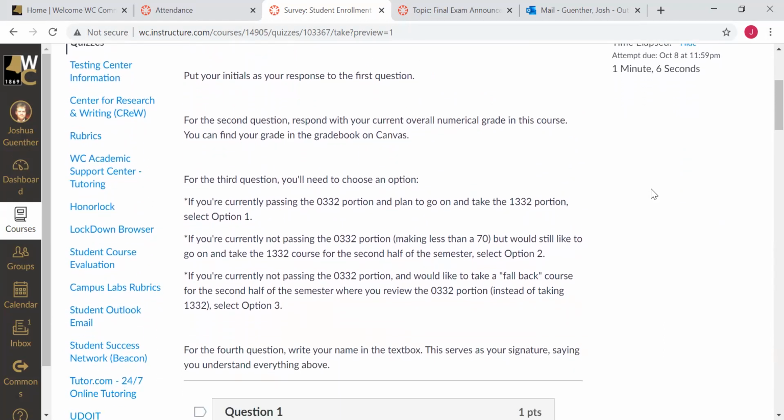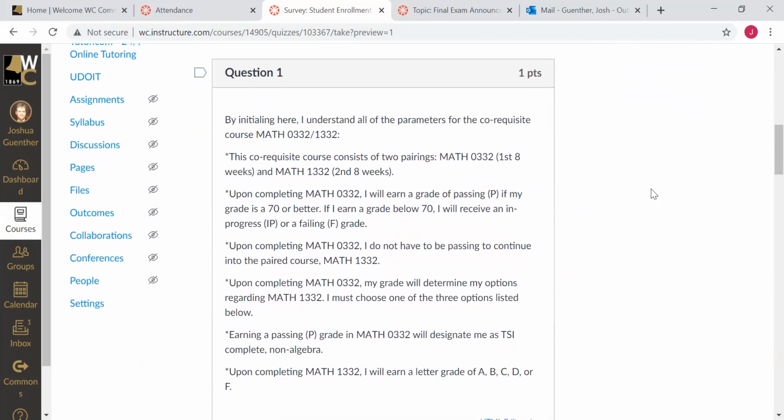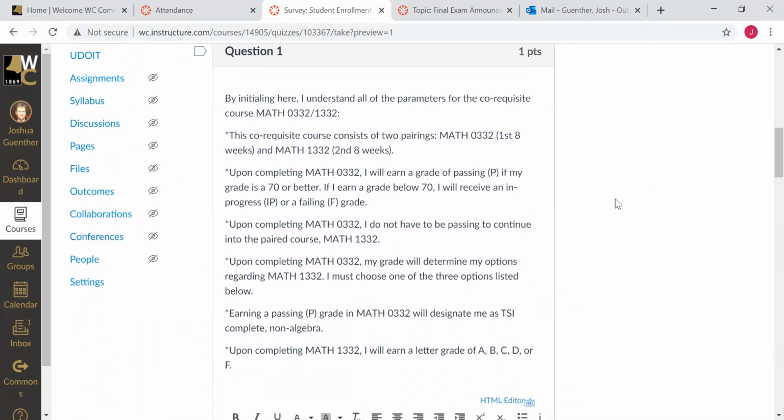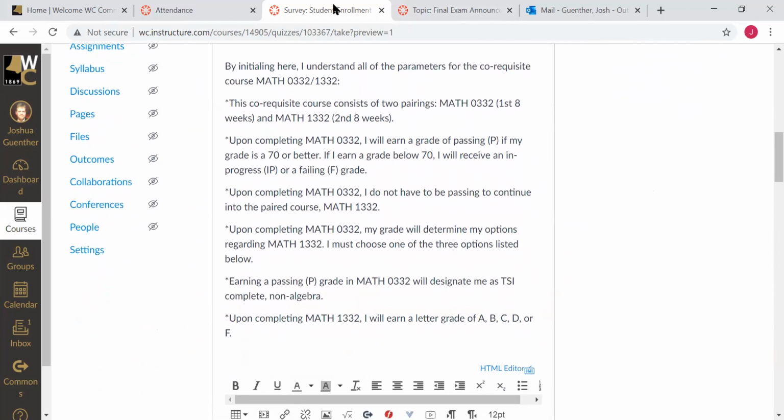So first question, put your initials. Let's read it together. It's very wordy. I apologize. I did not write up this form, but it is important. It's not wordy for no purpose. It's wordy because there's a lot of information that we have to share. By initialing here, I understand all the parameters for the co-requisite course, Math 0332/1332. Those prerequisites are as follows.